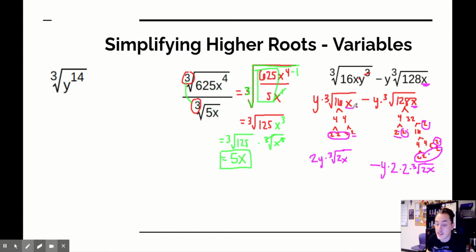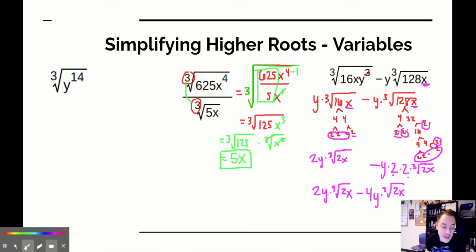Okay, there's an x still chilling in there. Now, when I simplify all this together, I get 2y times the cube root of 2x, minus 2 times 2 is 4, so minus 4y times the cube root of 2x.